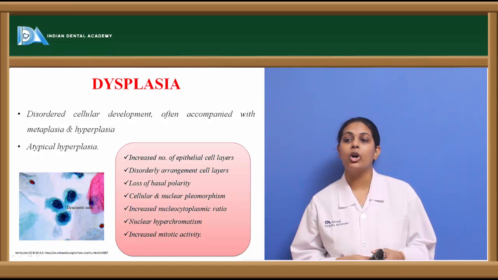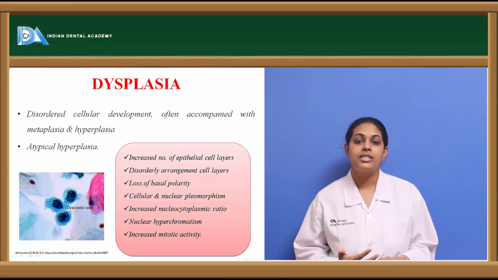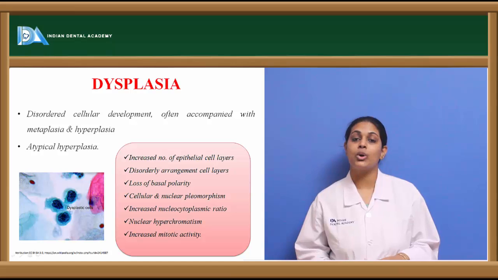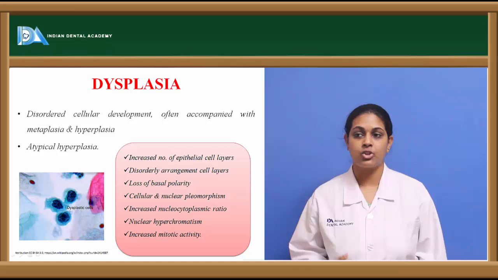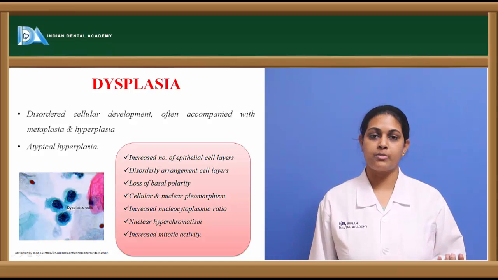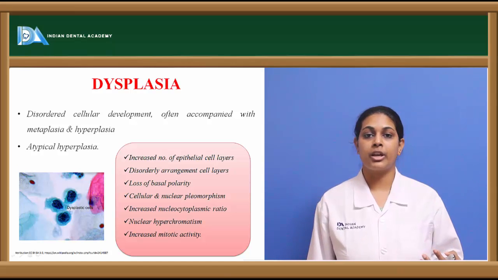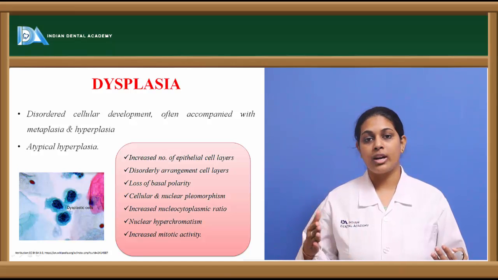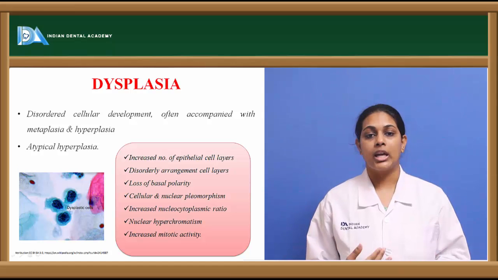Other than that, we also see various morphological changes in the cell form as well as nuclear form, known as cellular and nuclear pleomorphism, which is also one of the dysplastic changes. Another dysplastic change is increased nuclear cytoplasmic ratio. Usually the nuclear cytoplasmic ratio is 1:4, but in dysplastic change it might range from 1:4 to 1:2. That is, the nucleus and the cytoplasm come to an equal ratio.